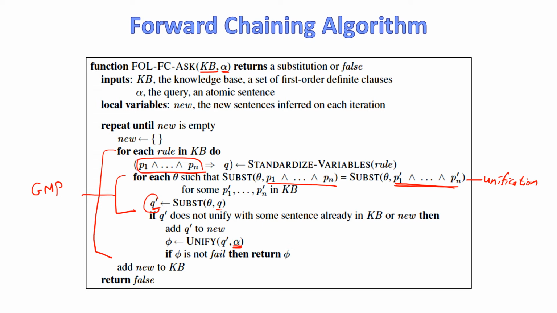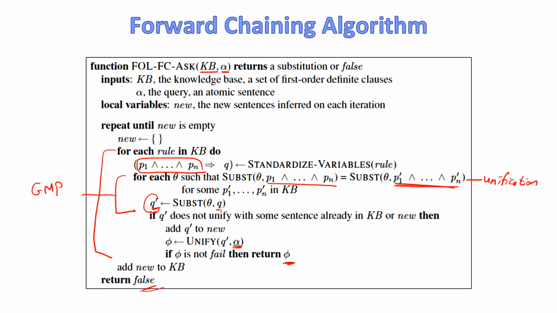Either we find the unification, which means that we should return the answer to the caller of the function, or we don't find any new rule to add to the knowledge base. In this case, we just return false. So if we cannot apply generalized modus ponens anymore to any rule in the knowledge base, there's nothing we can do, and we'll just stop and declare failure. We just say false, we cannot entail this sentence from the knowledge base.